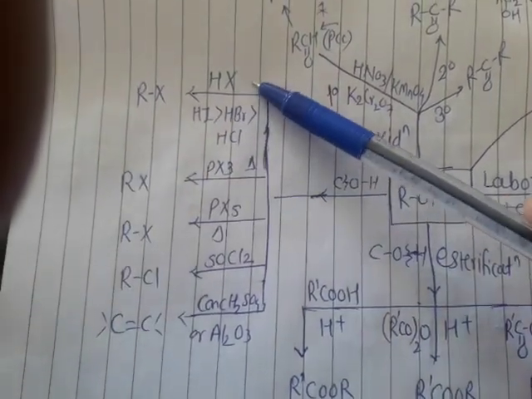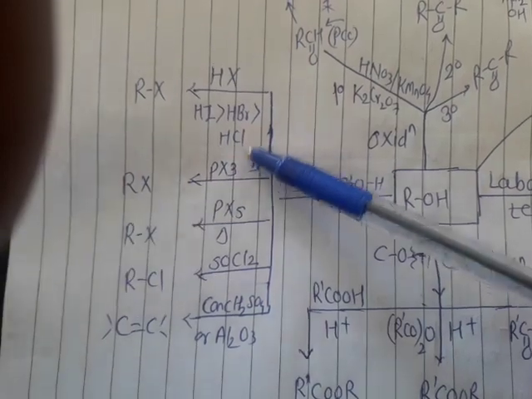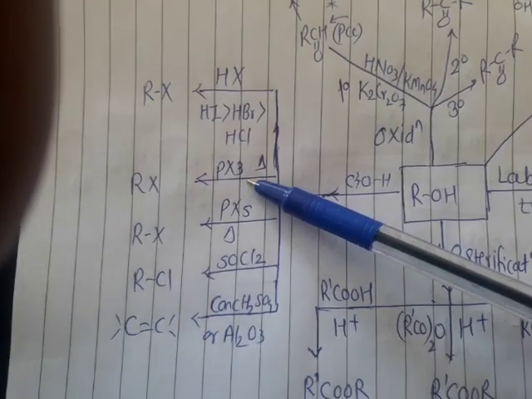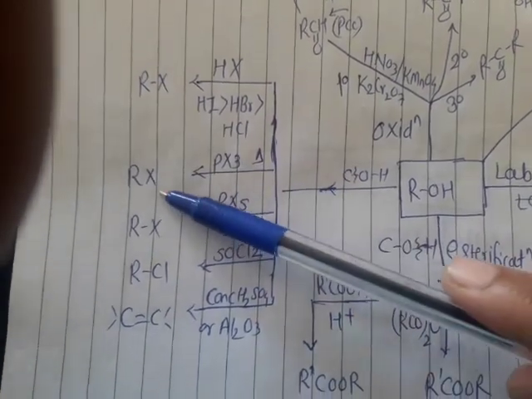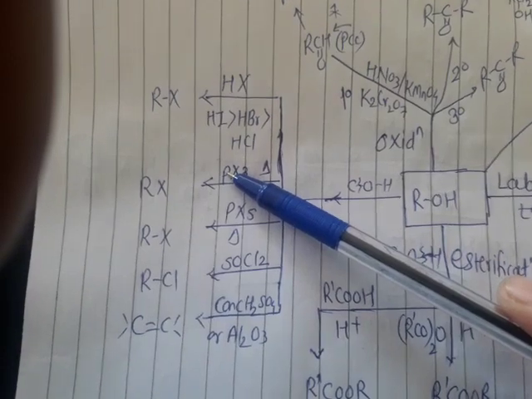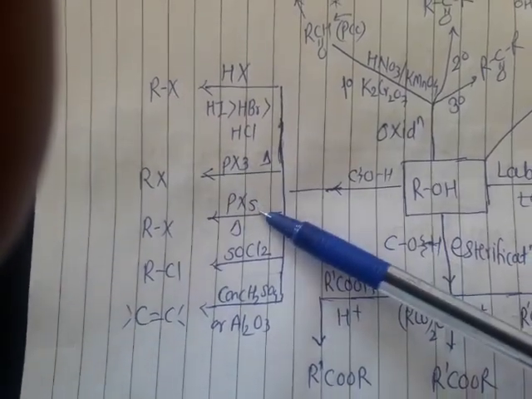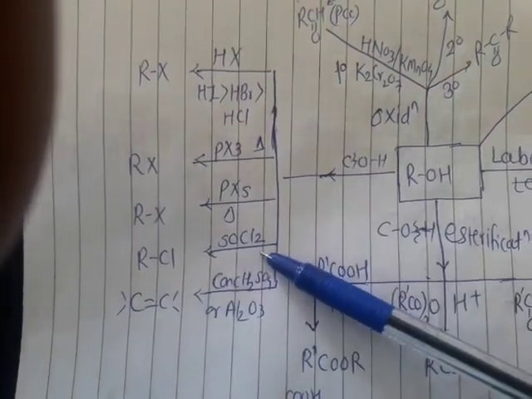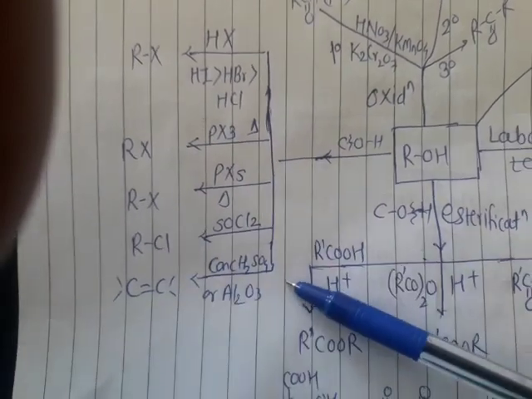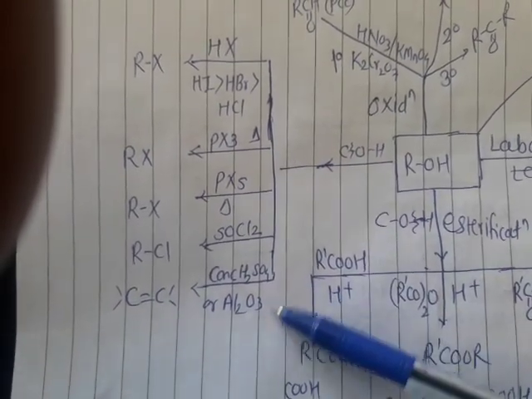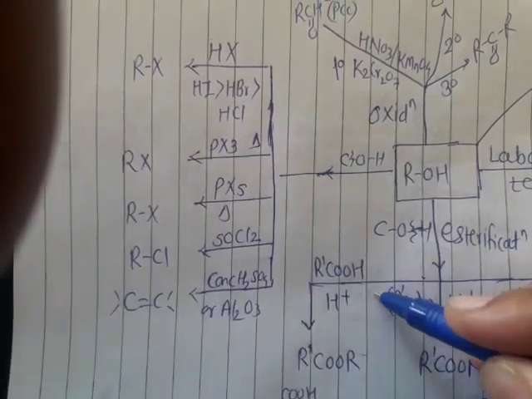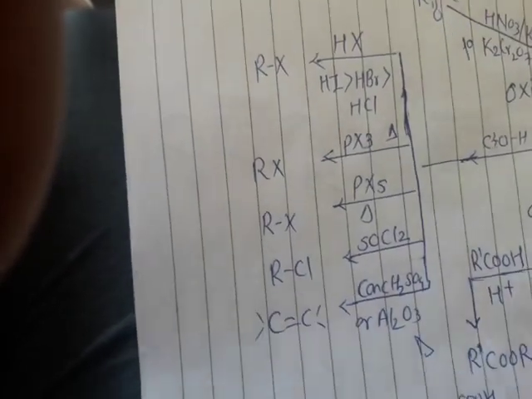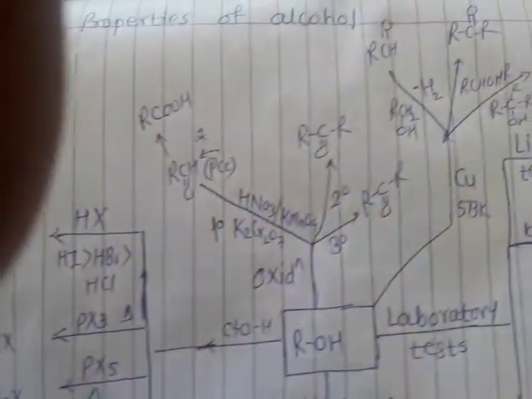Very simple reactions. Action of HX, it includes HCl, HBr, HI. So OH is replaced by X. PX3, it may be PCl3, PBr3 or PI3. We get RX plus H3PO3 as byproduct always. PCl5 gives RCl plus HCl plus POCl3. With SOCl2 we get RCl. With concentrated H2SO4 or Al2O3, and of course heating must be there in both the cases, we get alkene as product.